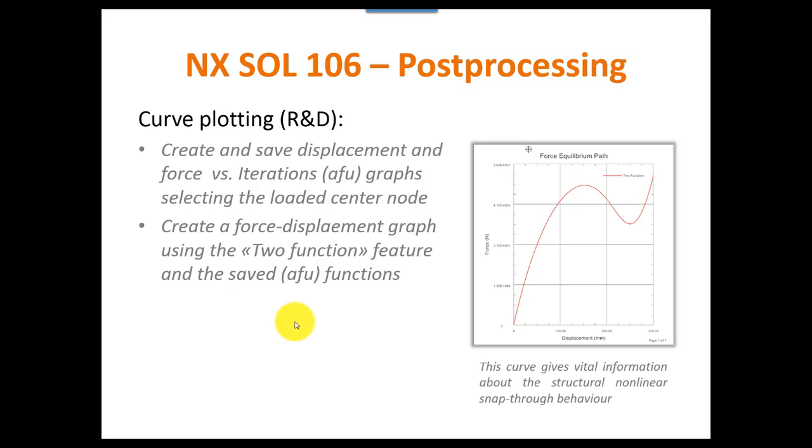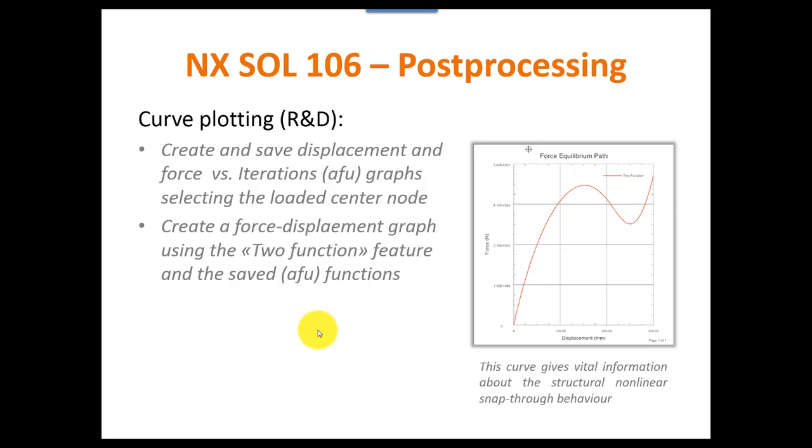Then you go to the function tab in the resource bar, and you pre-select the two saved functions, right-click on them and choose the two function feature, which allows you to plot the forces versus the displacements. So you have to do this in 2 steps. And then, if you have done everything right, you will have a curve looking like this, which means that by using displacement control, we have been able to capture the nonlinear behavior.